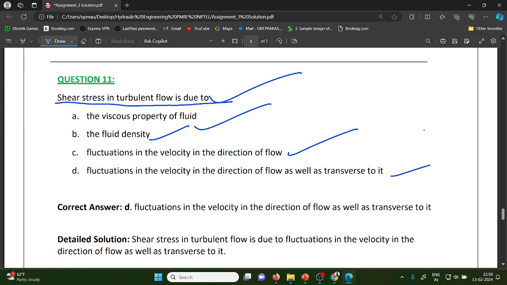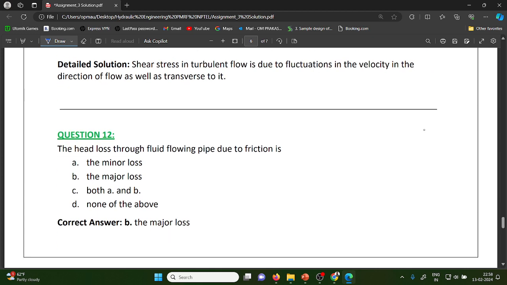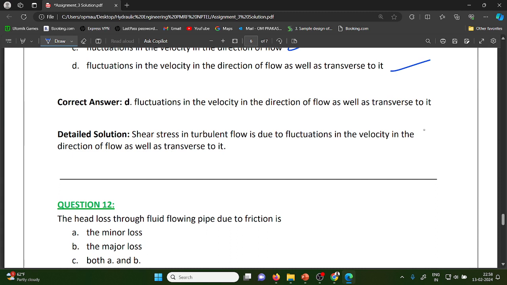The option D, the fluctuation in the velocity in the direction of flow as well as transfer to it. The shear stress in the turbulent flow is due to this kind of fluctuation. Now question number 13, head loss through the fluid flowing in a pipe due to friction is.